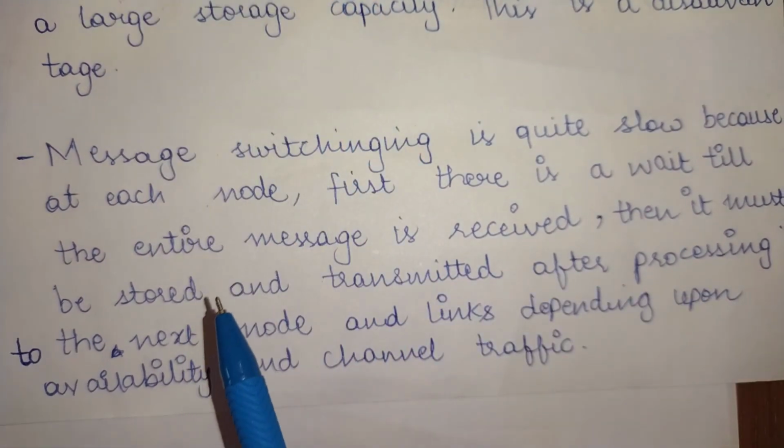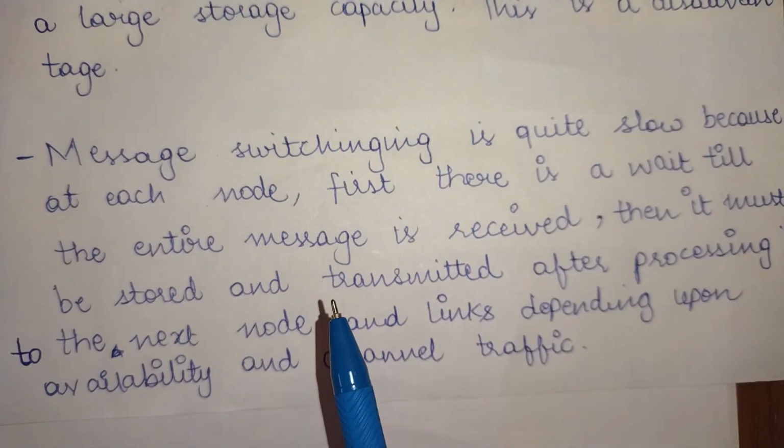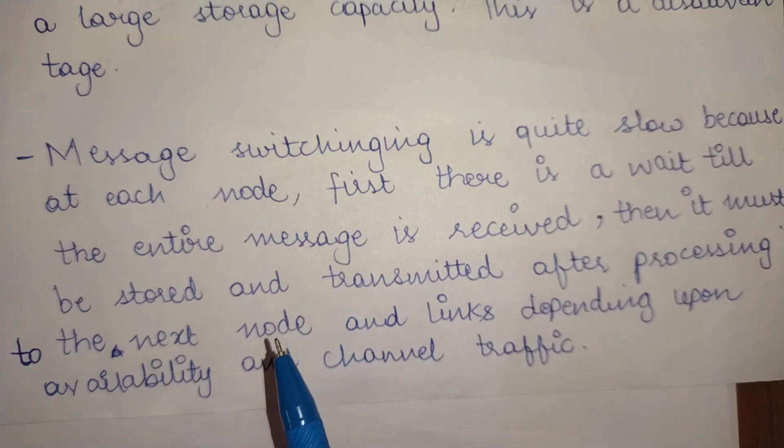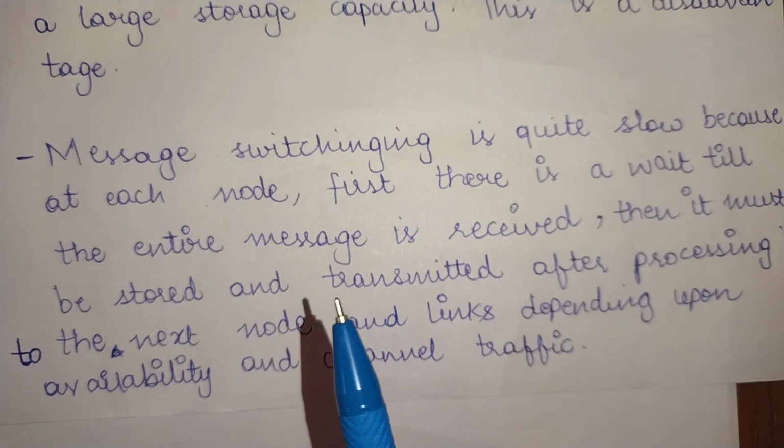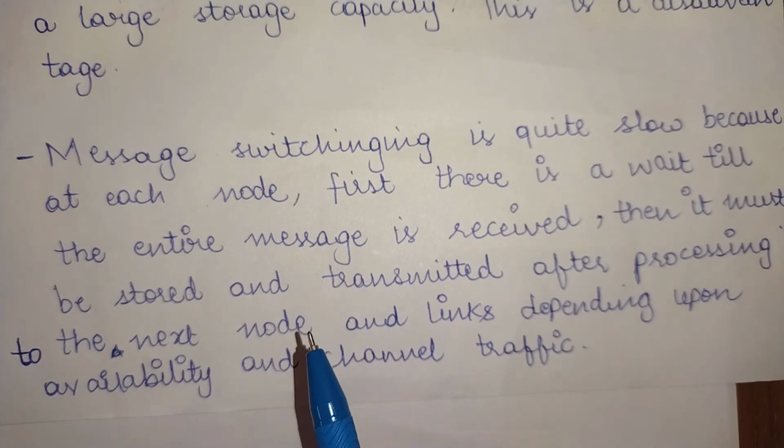Another disadvantage is that message switching is quite slow. Now why is it slow? Because at each node there is a wait. The message is received at the intermediate node, then there is a waiting period until the intermediate node finds an outgoing line which is free. It will not forward it, right? So the entire message waits for that duration of time. Then it must be stored and transmitted after processing to the next node also.